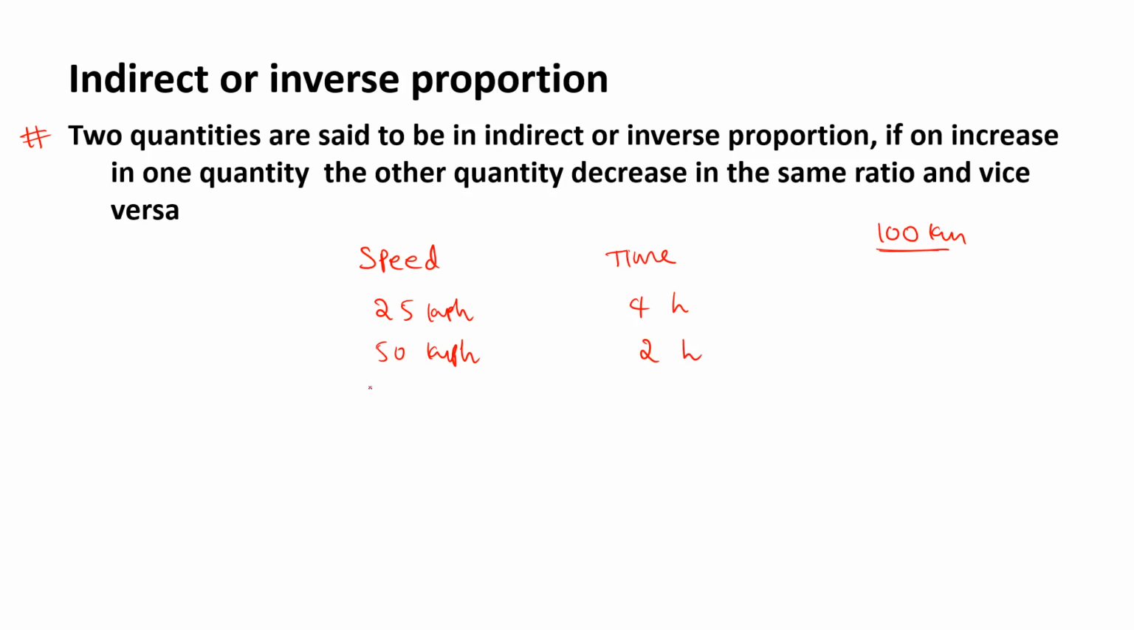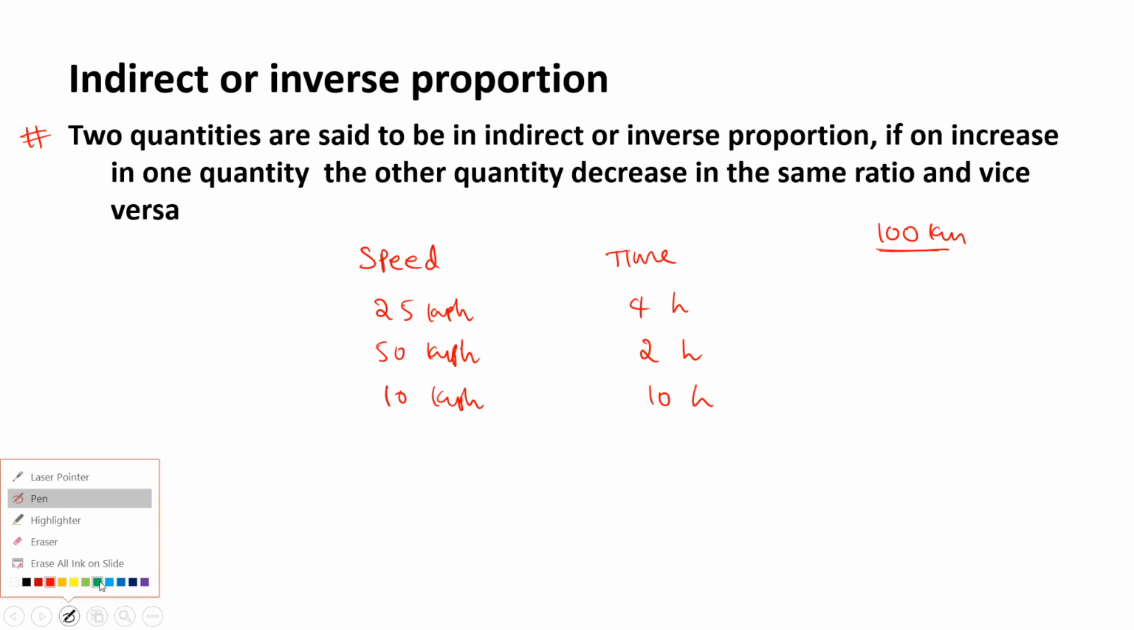If we decrease the speed to 10 kilometers per hour, then the time to cover the 100 kilometers would be 10 hours. What have you observed here? Just look at the proportions of the speed and time here. When the speed is 25 kilometers per hour, it took 4 hours. When the speed is increased to 50 kilometers per hour, the time decreased to 2 hours only. When the speed is decreased to 10 kilometers per hour, the time increased to 10 hours.